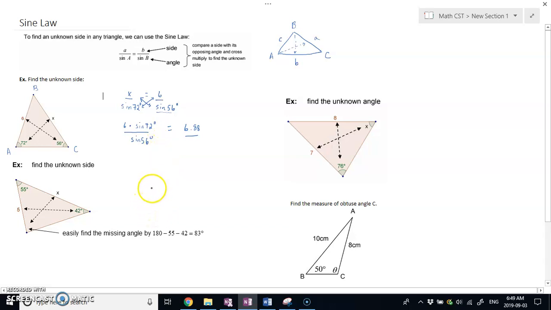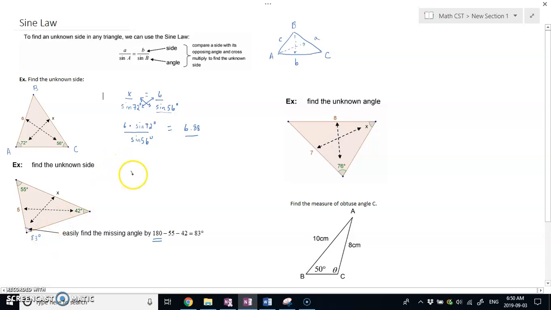In this next example, we again have a question of finding the unknown side, but we're not given its opposite angle. It's missing. But as I've put down here, you can easily find the missing angle by remembering that all the angles in a triangle add up to 180 degrees. So 180 minus the 55 we know, minus the 42 degrees that we also know, gives us 83 degrees here in this corner. Now we're able to solve our triangle.